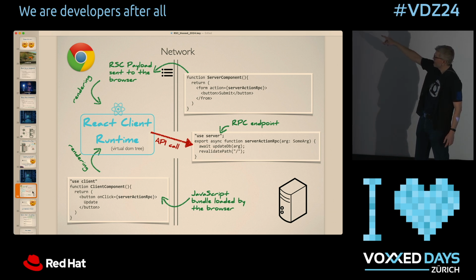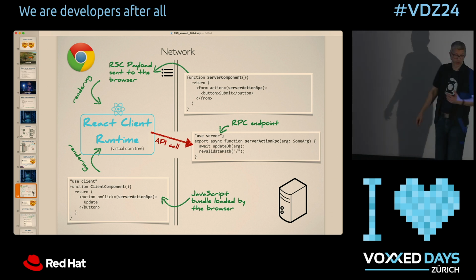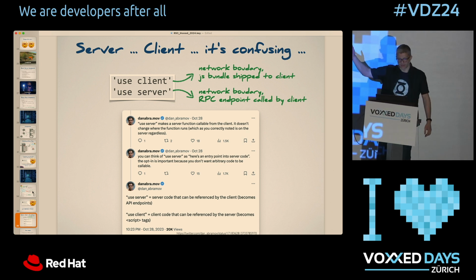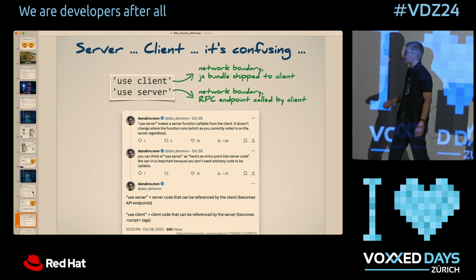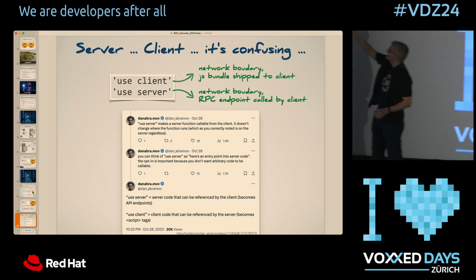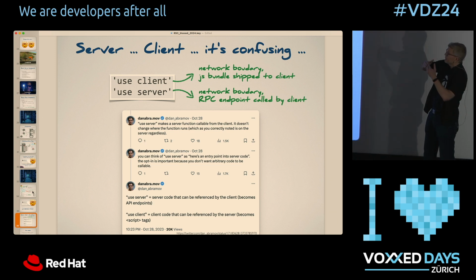It's going to call there. So that's how it works. So actually, if we are looking at these two directives, use client and use server, they are always about network boundaries. Use client means that we have an entry point from the bundle, and we ship some JavaScript over the network to the browser. And use server means this is some code that can be called from the client over the network.